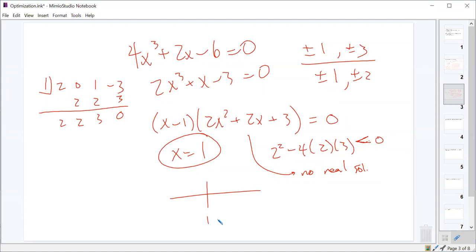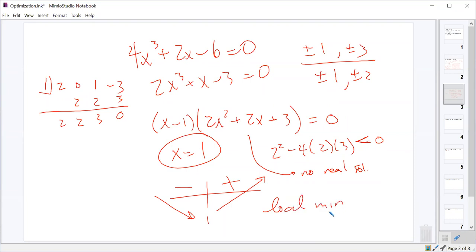Make our chart. Our derivative that we used was 4x cubed plus 2x minus 6. For this factorization, plug in, let's say 0, and what do you get? You get a negative times a positive, which gives you a negative, and you plug in something more than 1, like 1,000, and you get a positive and a positive. So you go from decreasing to increasing, telling you have a local minimum at x equals 1.